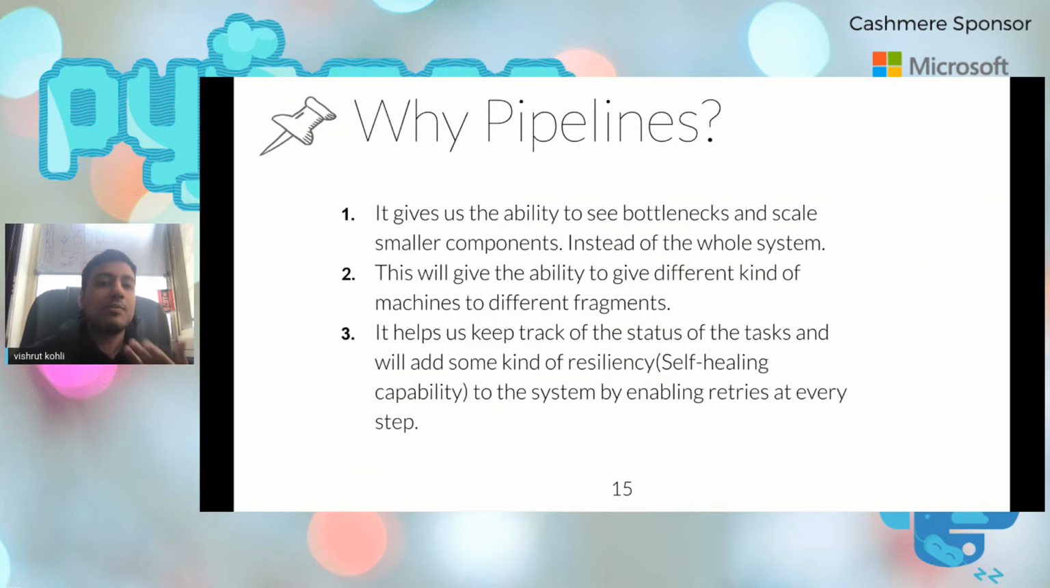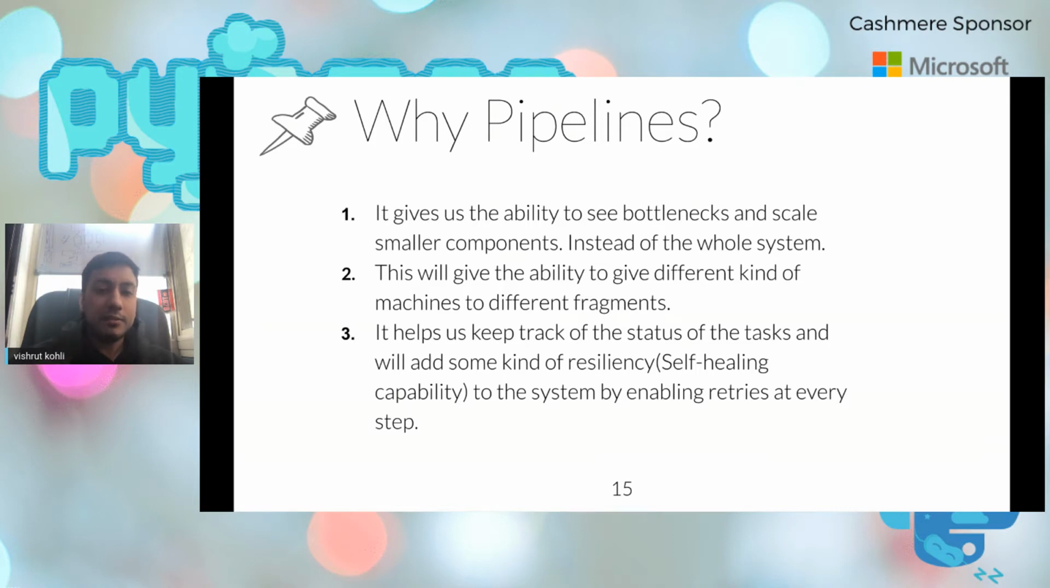So why should we even use pipelines? There are a bunch of advantages we get while using pipelines. So let's go through them one by one. First, it gives you the ability to see bottlenecks and scale smaller components of the system instead of the whole system. So for example, if I see there are a lot of orders pending to be packed, I can just add more people in the packing worker and scale the packing operations instead of scaling the whole pipeline like we did earlier.